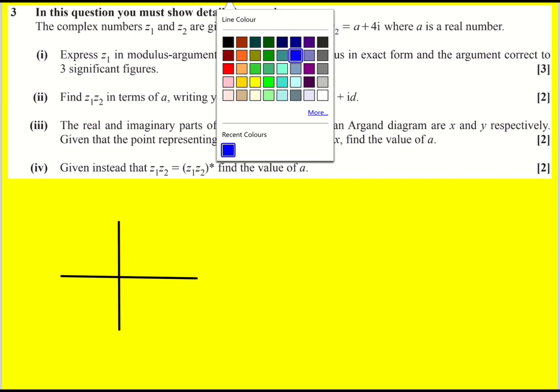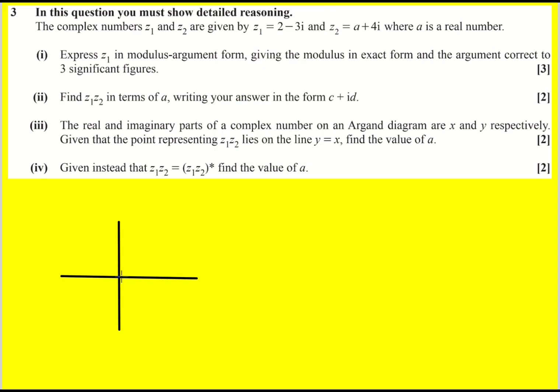And it's 2 minus 3i. So that means I'm going to be positive for the real axis, but actually negative for the imaginary. It's going to look something like that. Going along 2 and down 3.